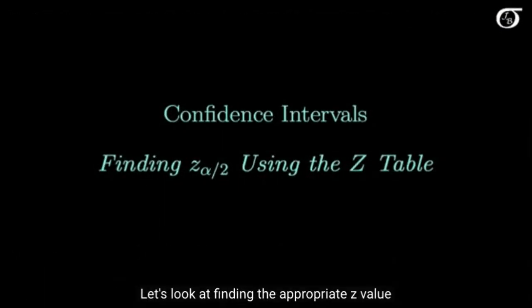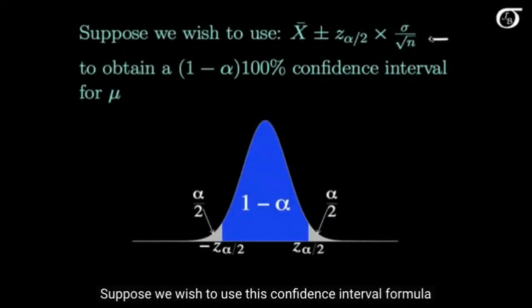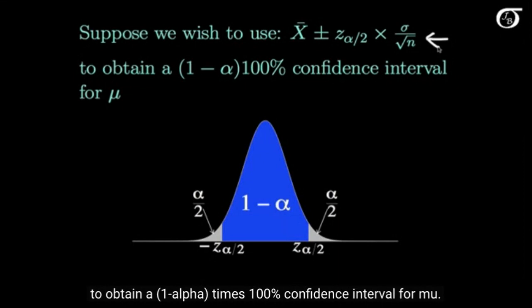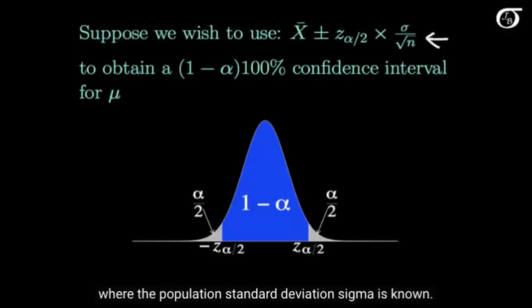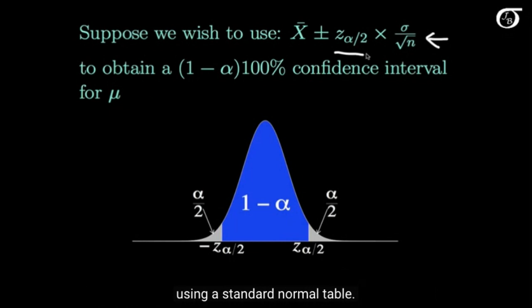Value using the standard normal table and constructing a confidence interval. Suppose we wish to use this confidence interval formula to obtain a 1 minus alpha times 100% confidence interval for mu. This would be the appropriate formula if we were sampling from a normally distributed population, where the population standard deviation sigma is known. And the subject of this video is how to find this Z sub alpha over 2 value using the standard normal table.